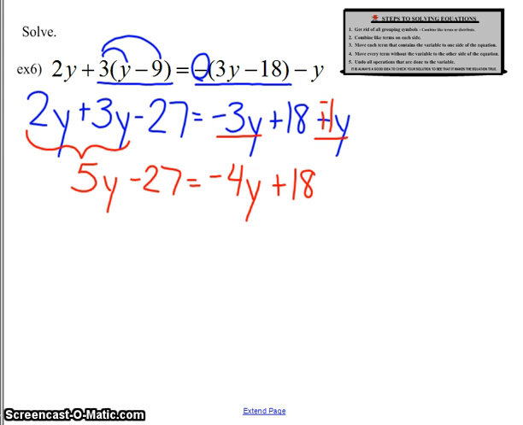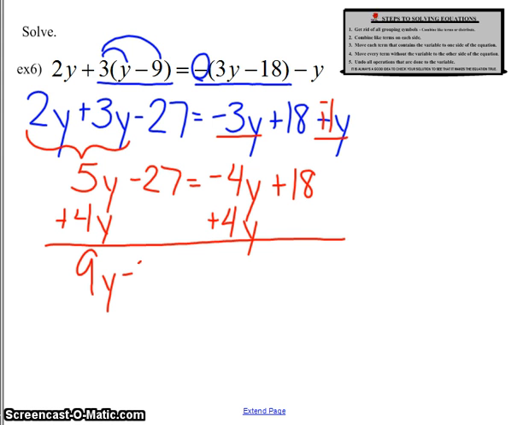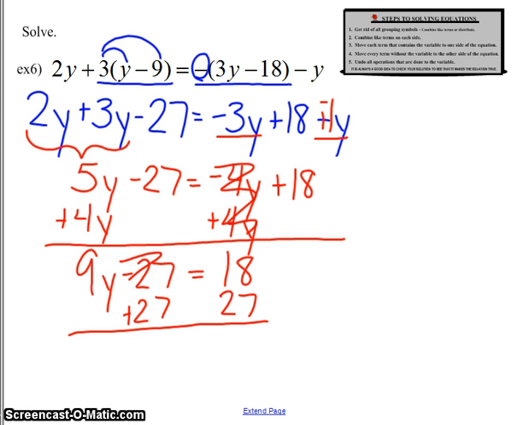And here we're at the point where let's move our y to the left-hand side. That's going to give us a 9y minus 27 equals 18. We're getting closer. That minus 27, let's add a 27 to both sides. That way it cancels out on the left and 9y is alone.